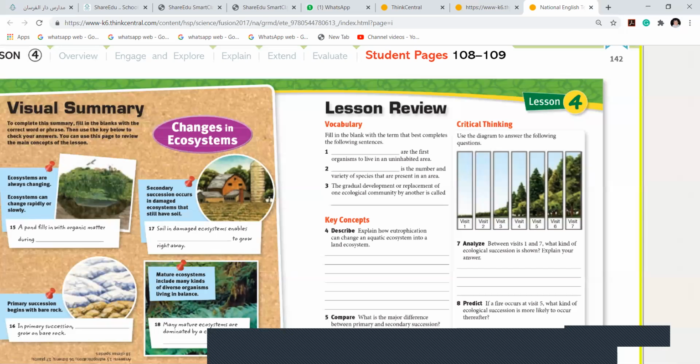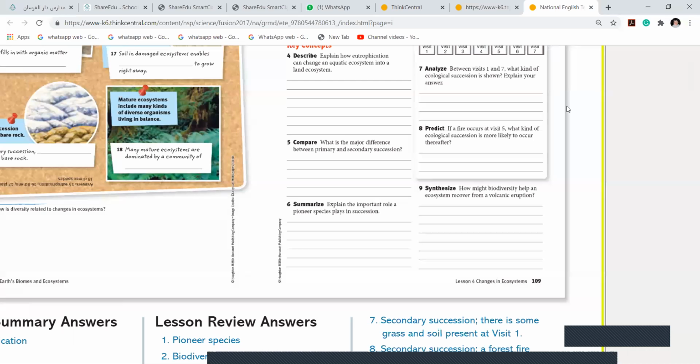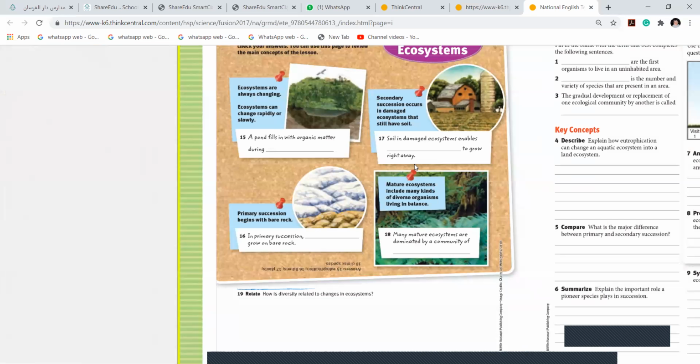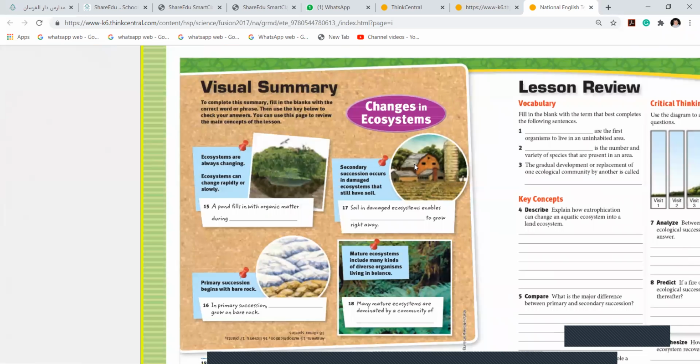So good. Grade 7 girls, lesson 4, page number 108 and 109. We will discuss it. Who's here with me here?